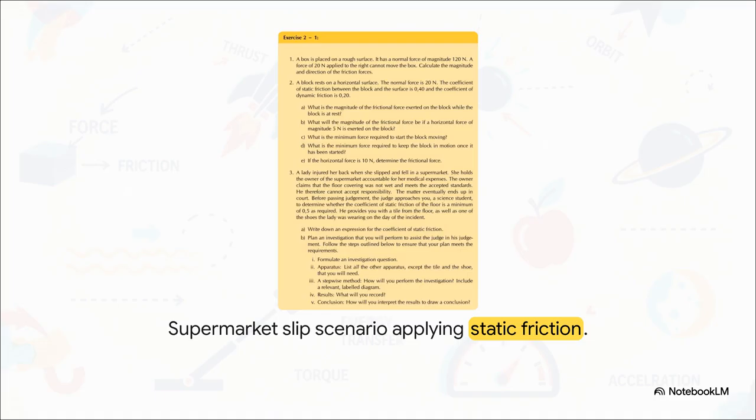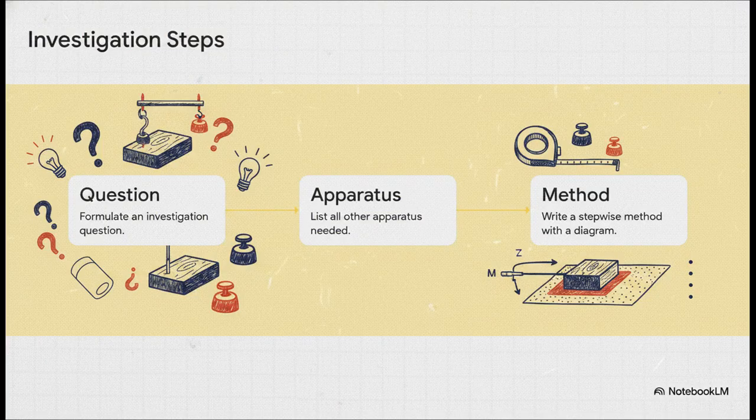How cool is that? To solve that kind of real-world legal problem, the curriculum demands that you methodically break down your investigation into strict, logical steps. You can't just guess, right? You have to explicitly state your investigation question, list every single piece of apparatus, except maybe the tile on the shoe, and then draw a fully labeled diagram to go along with a stepwise method. This structured approach is exactly what examiners are hunting for when they test your practical skills on friction.